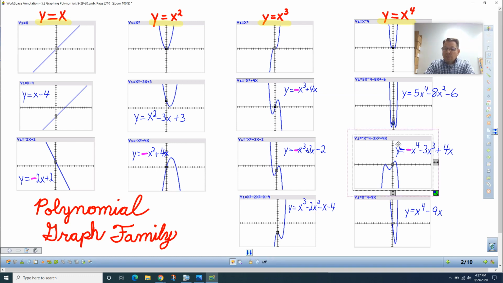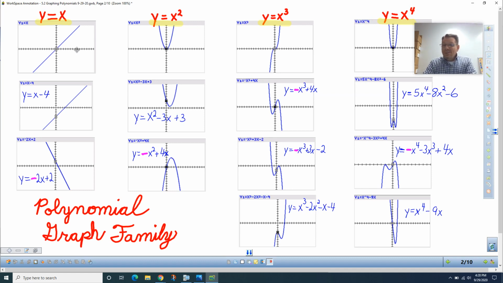Another term for degree, instead of degree, they use the word order. So the order of this polynomial would be 1. Order of this function would be 2. The order of this function would be 3. The order of this would be 4. It's not as common of a term used. Degree is the main term we use. However, it is a term that is used, and it's specifically used with a particular app that we like to use on the TI-84.